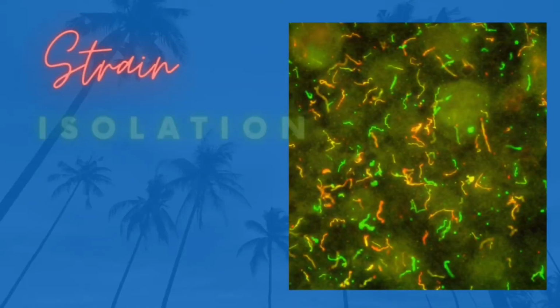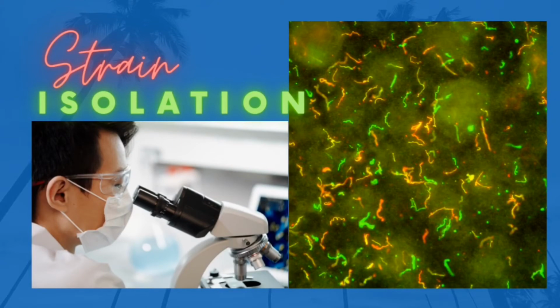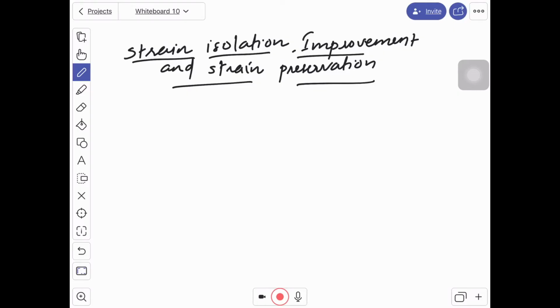Today our discussion is on strain isolation. Culturing of microbes is actually to produce some useful products. But do you think that all microbes produce useful or novel products? The answer is no. So we have to search for those microbes which produce substances of our interest.